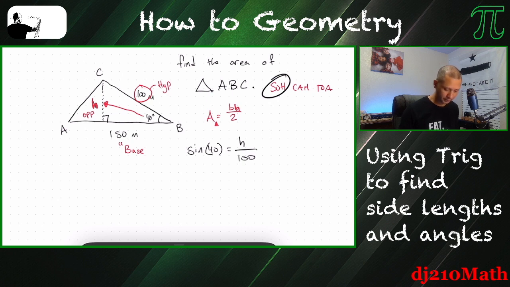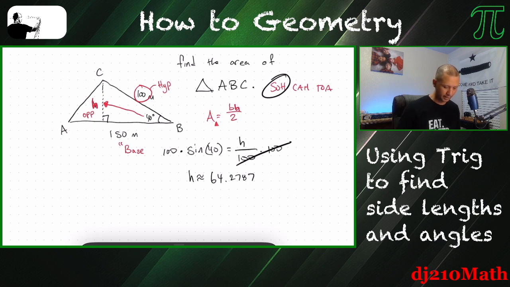Solving for H, we can multiply both sides by 100. On the right-hand side, the hundreds cancel. So the height is going to be 100 times sine 40, approximately 64.2787. Okay, now that's the height. We're not done. We're almost done.